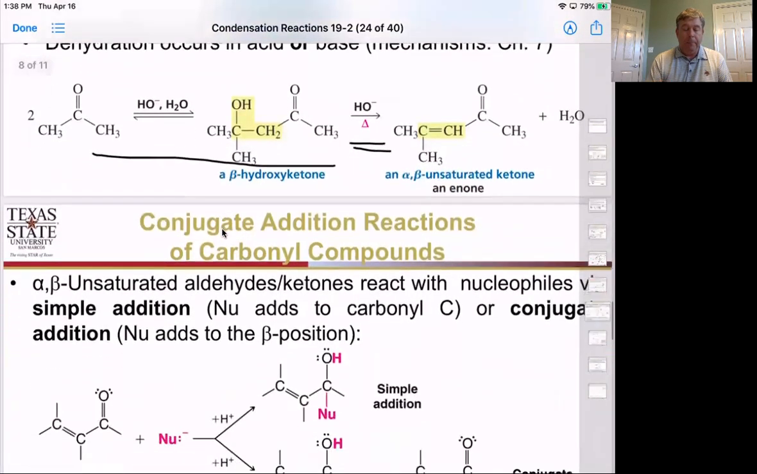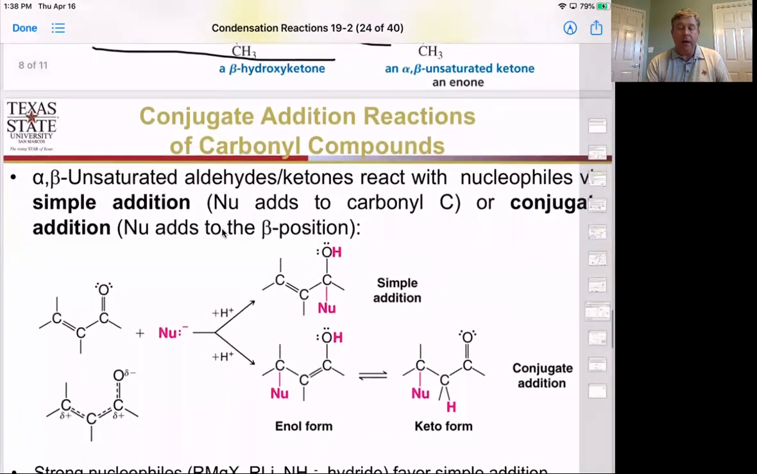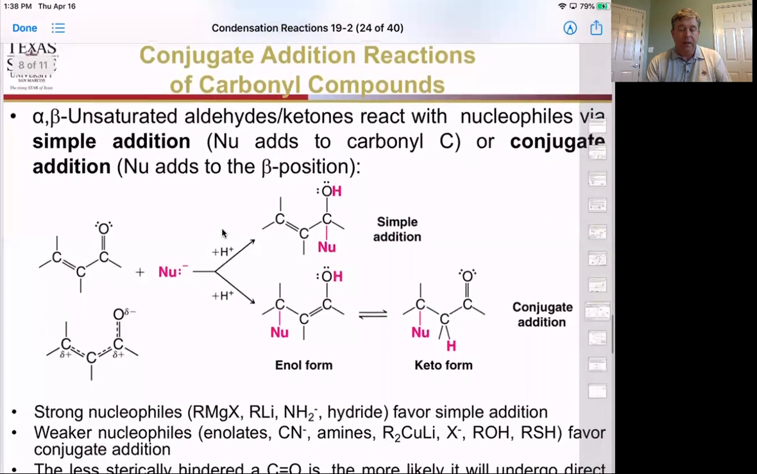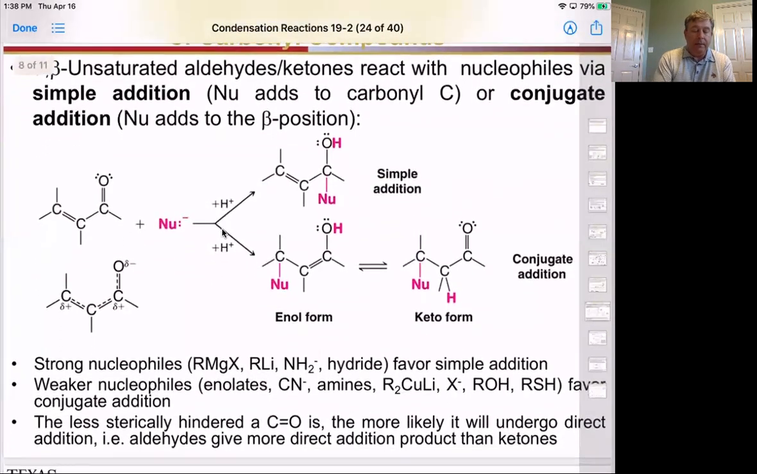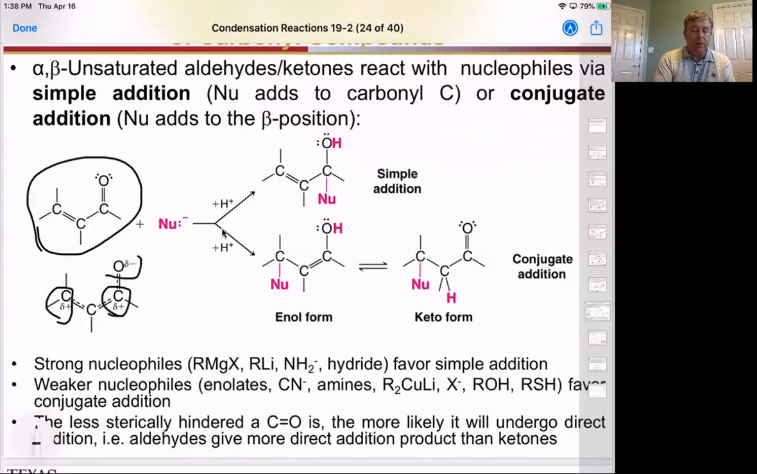And when we do that, we call them conjugate addition reactions, okay? So if we think about it here, we have our unsaturated compound here. It looks like a diene. We have a partially positive carbon here, a partially positive carbon here, and a partially negative oxygen here. Okay. When a nucleophile comes in, it has a couple different choices.